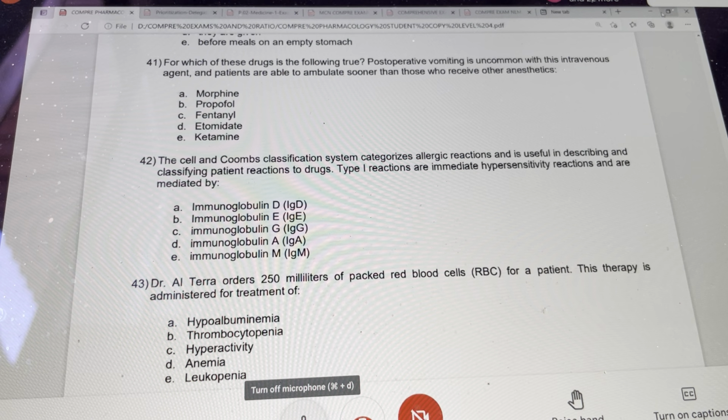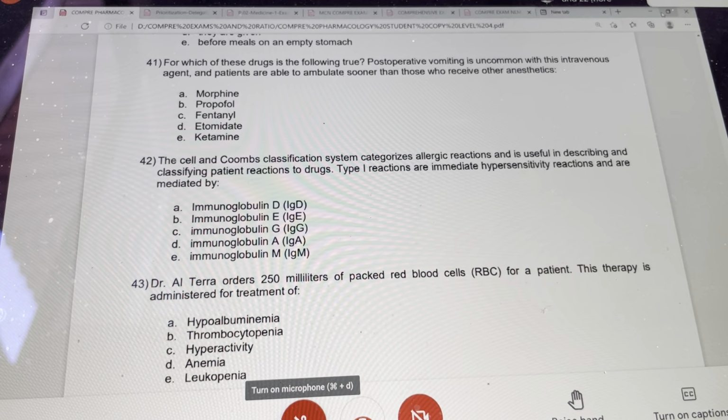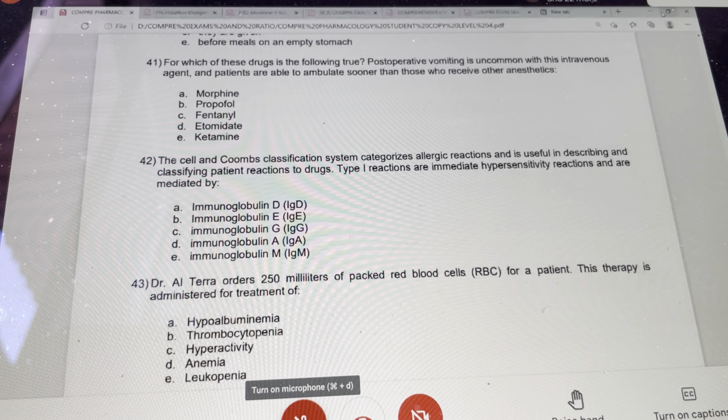Next, number 42. The Gell and Coombs classification system categorizes allergic reactions and is useful in describing and classifying patients' reactions to drugs. Type 1 reactions are immediate hypersensitivity reactions and are mediated by what? Immunoglobulin. Number 42. What is your answer? Bravo. In any type of hypersensitivity reaction or allergic reaction, it will be the immunoglobulin E which is activated.